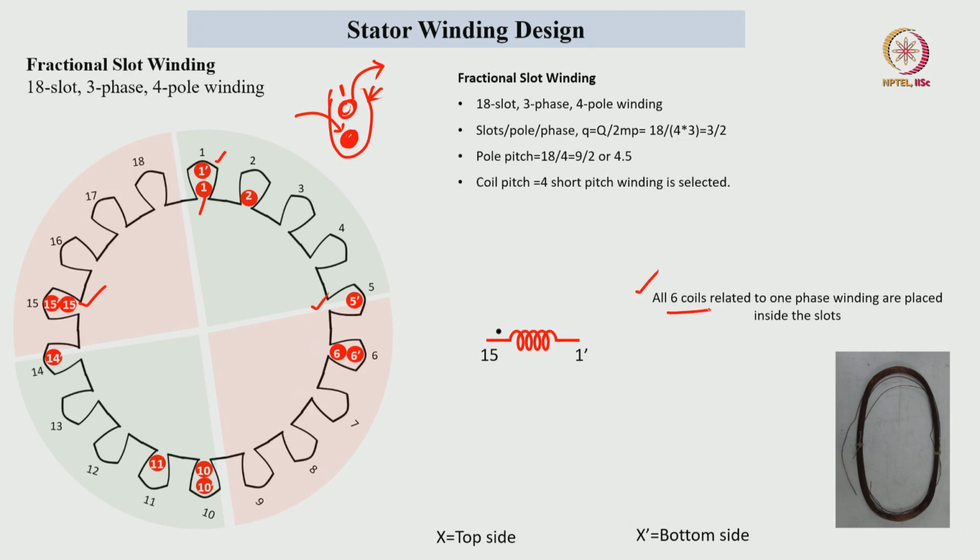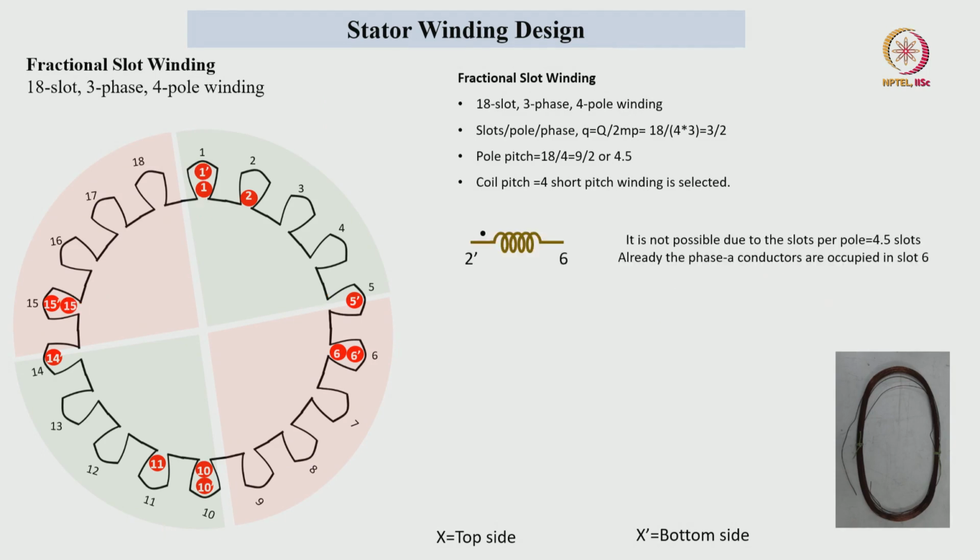All 6 coils related to the one phase winding are done. We can see under each and every pole 1.5 slots are occupied by the first phase, whether it may be A or B or C, depending upon the excitations. So, the A phase winding is done.